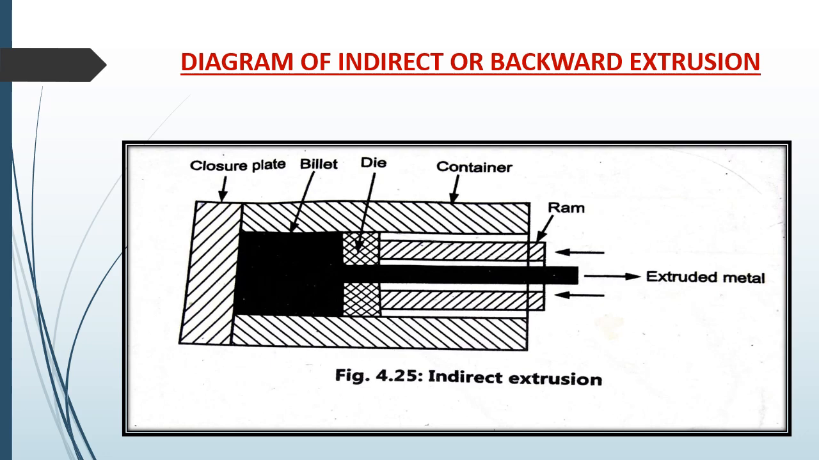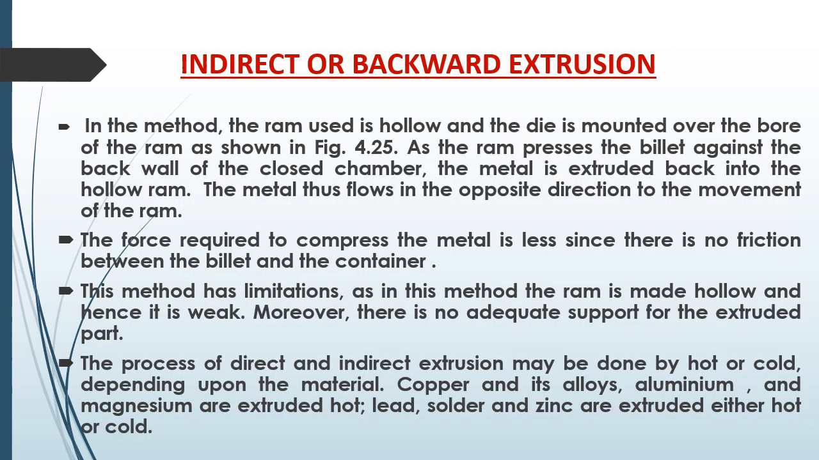One more difference is that a dummy block is not provided, because a dummy block is not necessary in backward extrusion. So, indirect or backward extrusion. In this method, the ram used is hollow and the die is mounted over the bore of the ram, as shown in the figure which we have seen in the previous slide. As the ram presses the billet against the back wall of the closed chamber, the metal is extruded back into the hollow ram. The metal thus flows in the opposite direction to the movement of the ram.